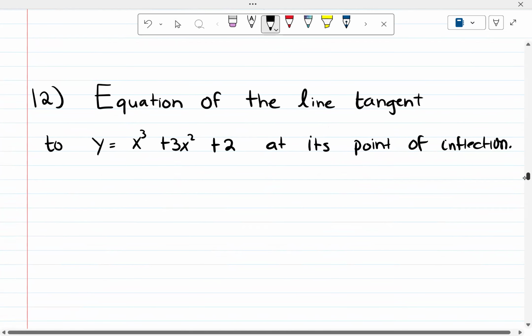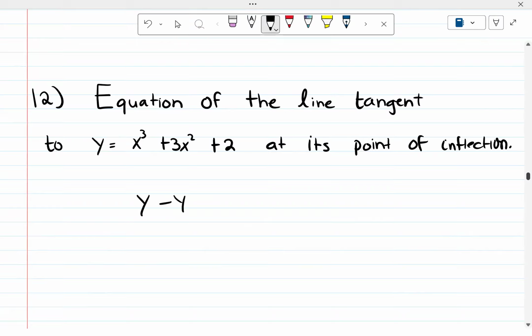Okay, number 12 says, find the equation of the line tangent to y equals x cubed plus 3x squared plus 2 at its point of inflection. So when they say equation, they want the equation of a line that's tangent to that. We automatically have to use the point-slope form. So I believe we have to use this formula, y minus y1 equals m times x minus x1, right? So what we need is a point and a slope.